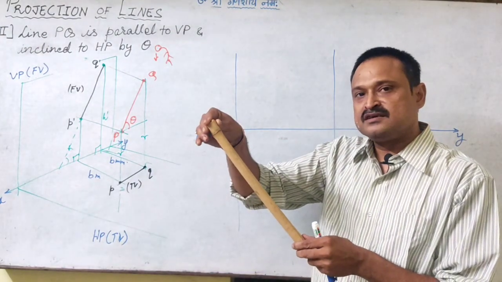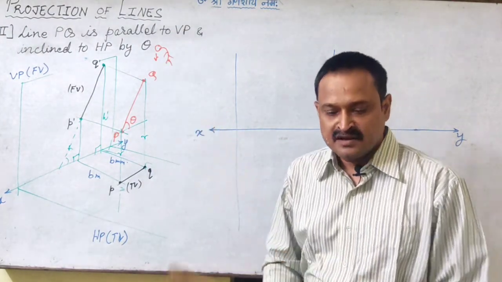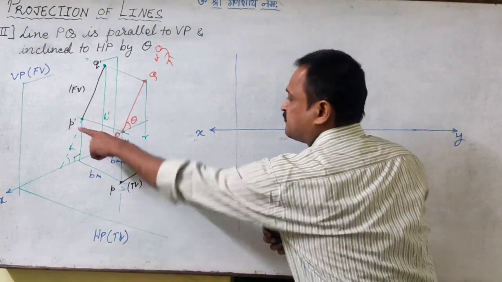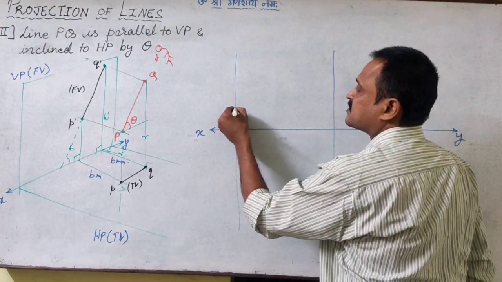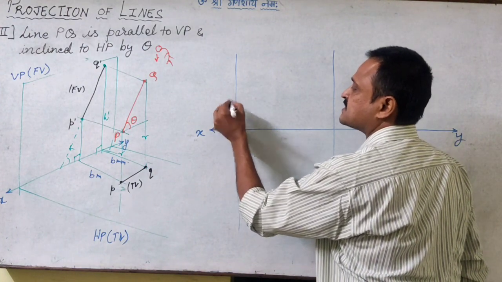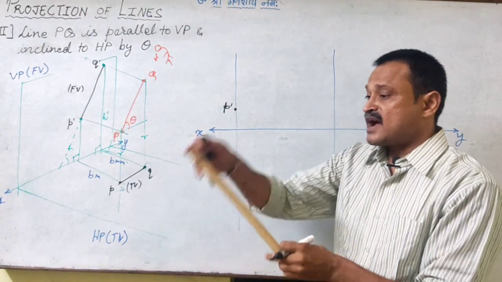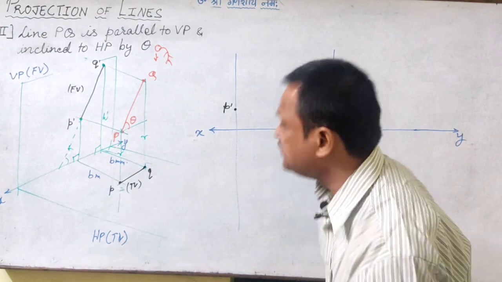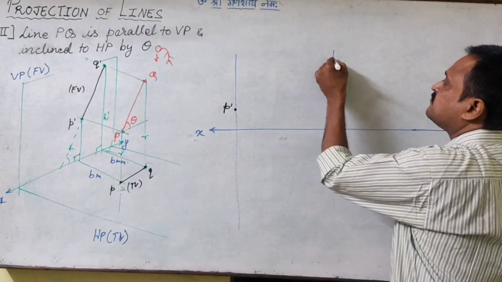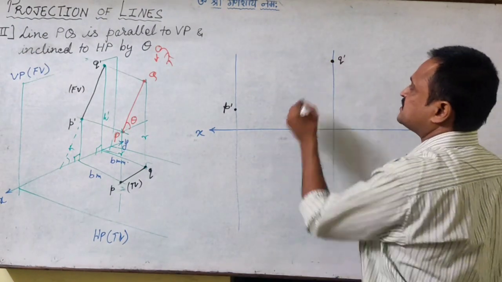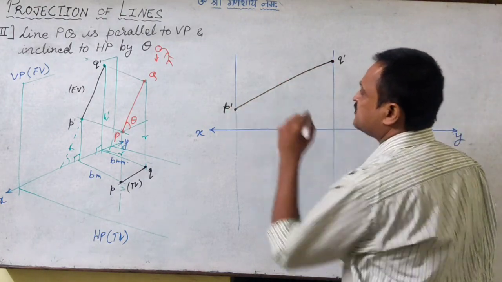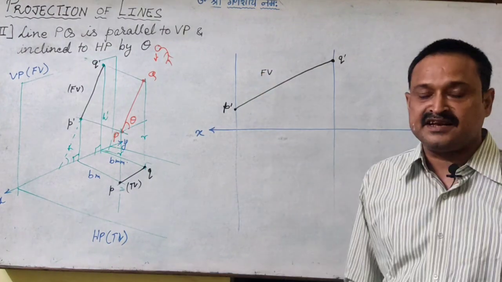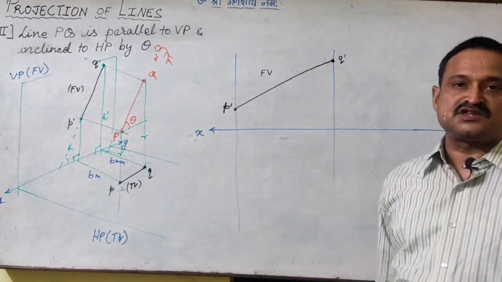When the line is inclined to HP, the heights of P and Q will be different. Say the height of P is some H, so I get this as P dash, but the height of Q is different from P, say it is some H1, so I get the front view image of Q as Q dash. So I get the front view image of the line as inclined to the XY line.